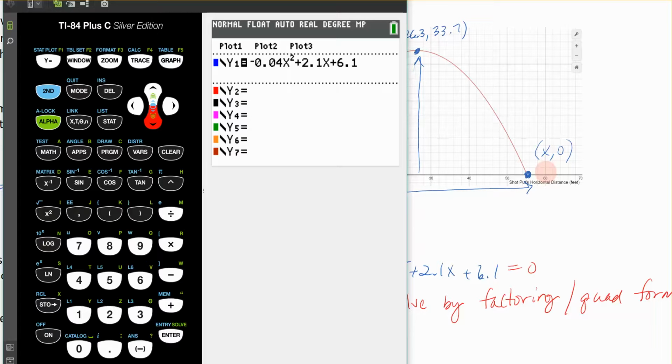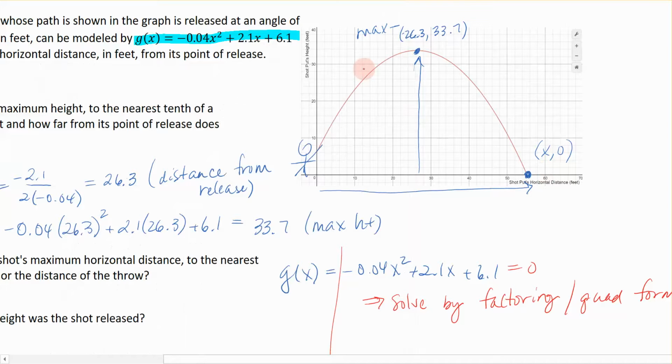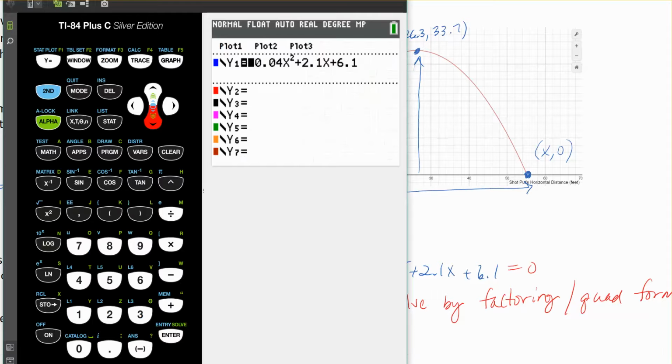The only problem I have with graphing this new function is I need to adjust the window so that I can see the whole thing. Well, if you come over here to the picture that was already given to us, I have an x distance that's going to go out to about 60 here, and a y distance that goes up to about 40. So I'm going to use that window to adjust the window on my calculator.